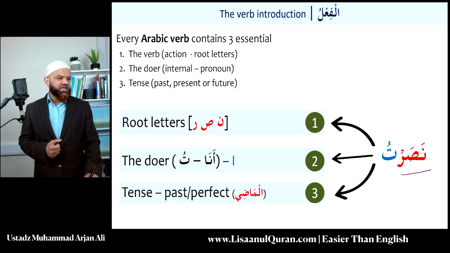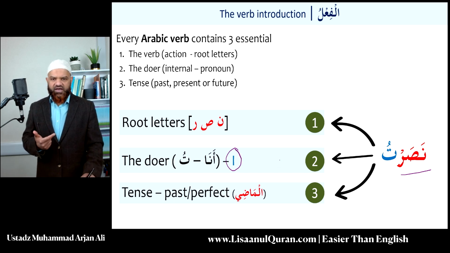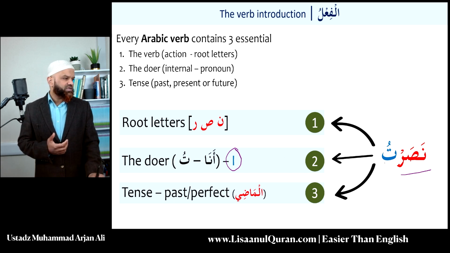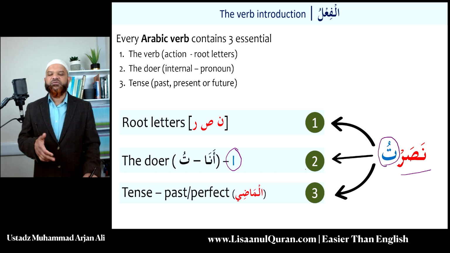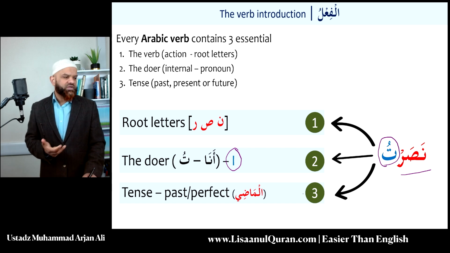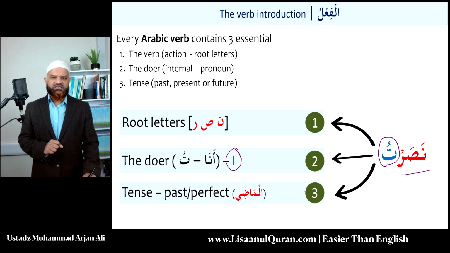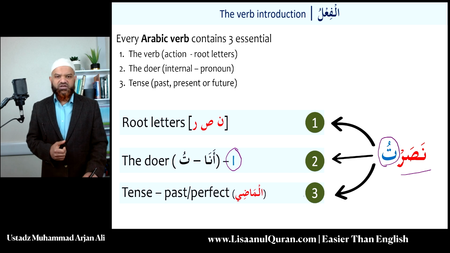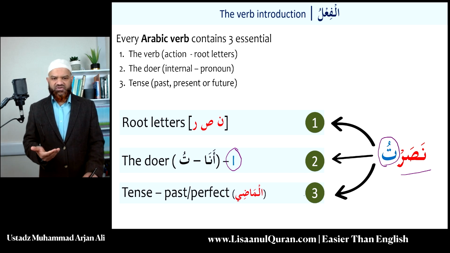And then we noted that every verb will have a doer embedded in it. So for example, this verb has I, the pronoun for I, embedded within the verb itself. So nasartu, this tu part is telling me that it is I who had done the act of the verb. So every verb will have a pronoun embedded within it. And then of course, from the shape itself, we can tell whether the verb is madi, mudare, or we're going to soon learn whether it is amr, just by looking at the pattern itself. This pattern, of course, by now you should be familiar. It is the madi, past tense.